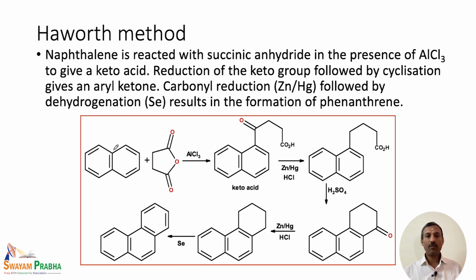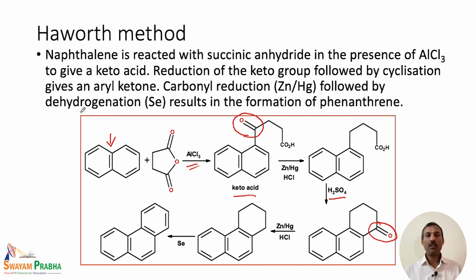In this Haworth method, we start from a naphthalene derivative. When naphthalene is treated with succinic anhydride in the presence of AlCl3, this reaction is nothing but a Friedel-Crafts reaction. The acylation takes place, leading to the formation of a keto acid, and this keto group can be reduced by zinc amalgam in the presence of HCl. So this carbonyl undergoes reduction to give the corresponding carboxylic acid, and the cyclization of this carboxylic acid using sulfuric acid leads to the keto derivative. Once again, this keto group can be reduced using zinc amalgam, leading to the cyclized product without the carbonyl unit.